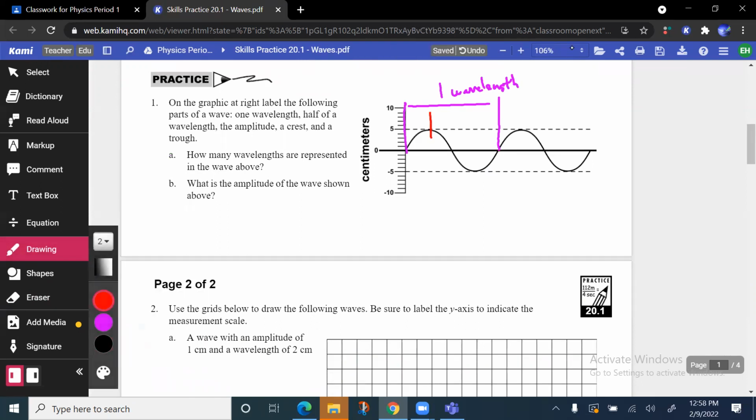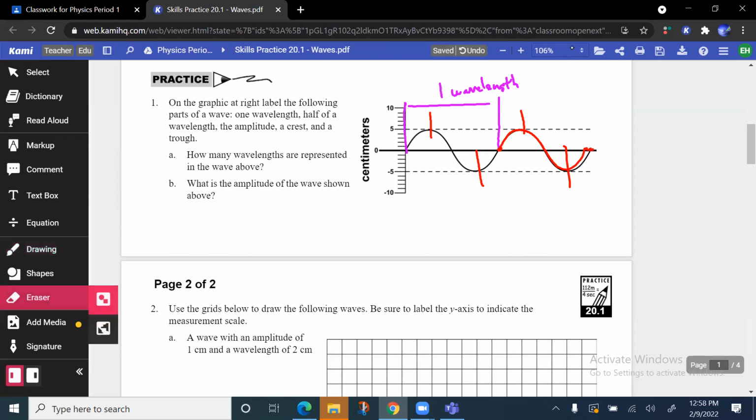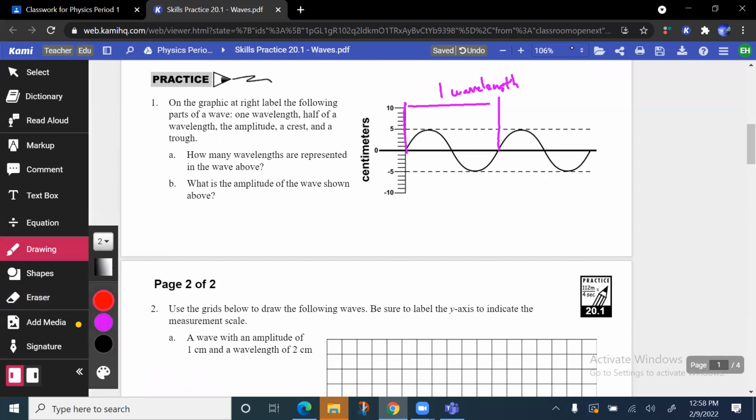You could have gone from crest to crest. Notice the distance between those lines are the same distance between these two right here. You could have also gone trough to trough. You could have also gone from here all the way to here. All of those would essentially measure the wavelength. But I'll choose to do that first picture. Now, half a wavelength would just be half of that. So from here to here would be half a wavelength.